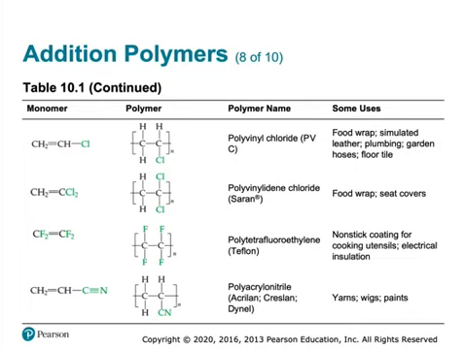and this is used for various things. Yeah, garden hoses, floor tile. I always think of plumbing with PVC. Polyvinylidene chloride, also known as Saran. We use this for Saran wrap. Teflon, already mentioned that, and polyacrylonitrile. So these are for various synthetic fibers.